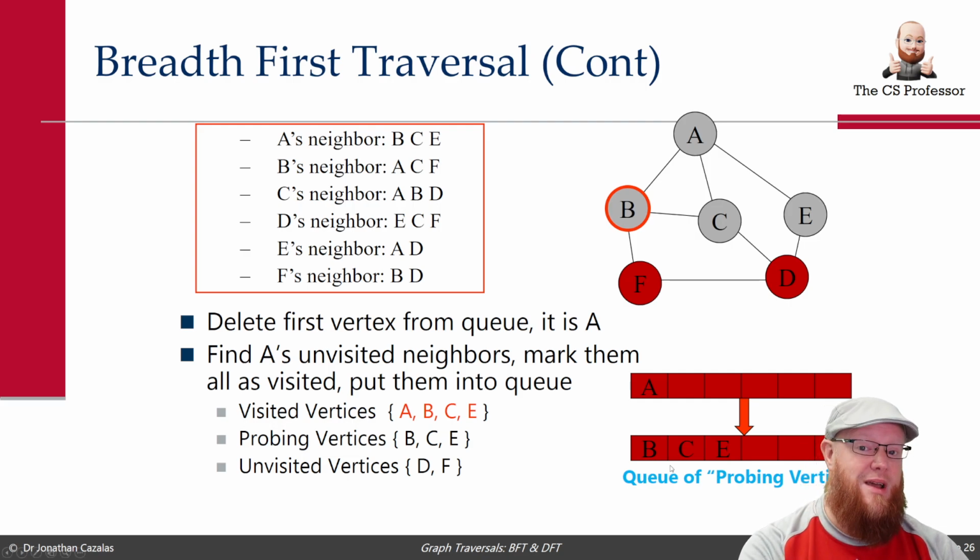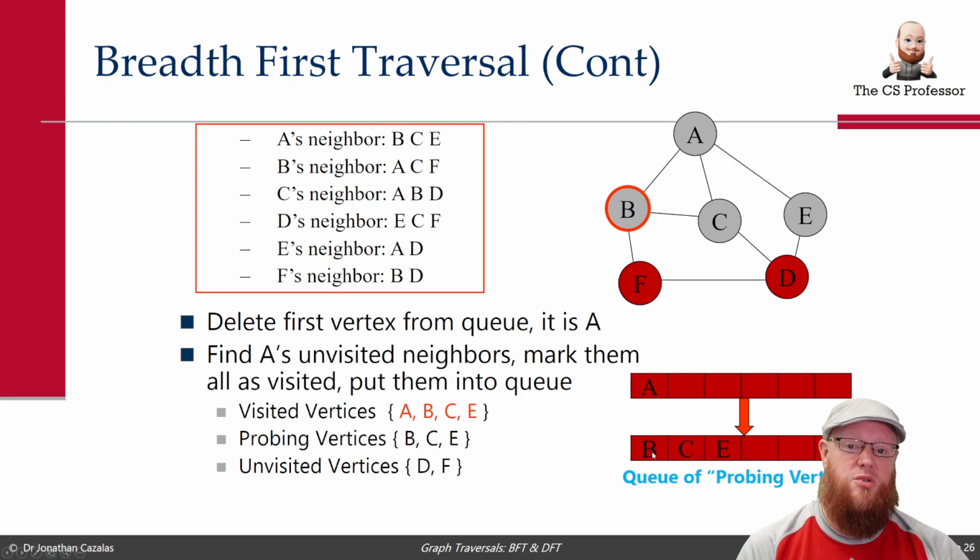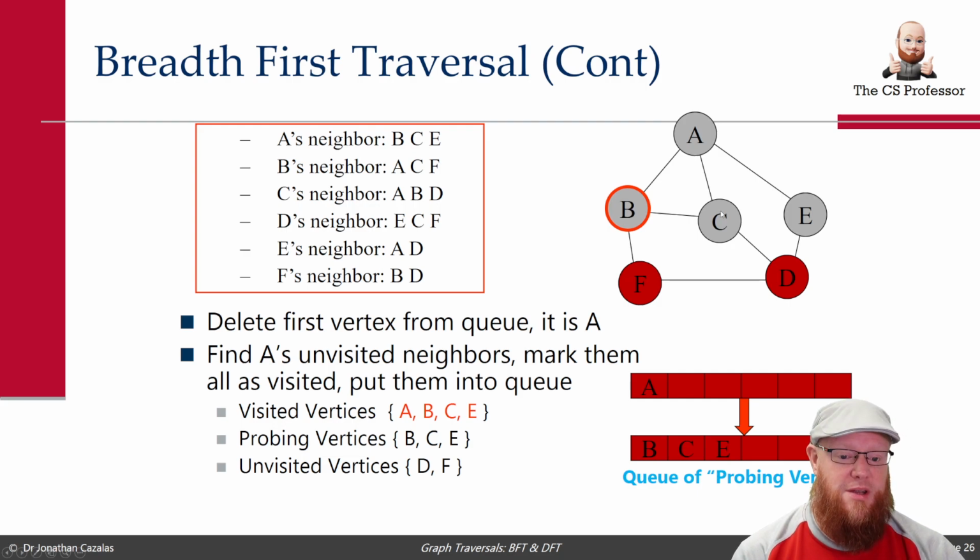That's it. What's the next iteration before I even show it? We're going to DQ B. We're going to find all of B's unvisited neighbors. We'll just look here at the graph. How many neighbors does B have? 3. A, C, and F. A and C are already visited. The only remaining unvisited neighbor of B is F. No problem. We're going to mark F as visited, and we're going to enqueue F.